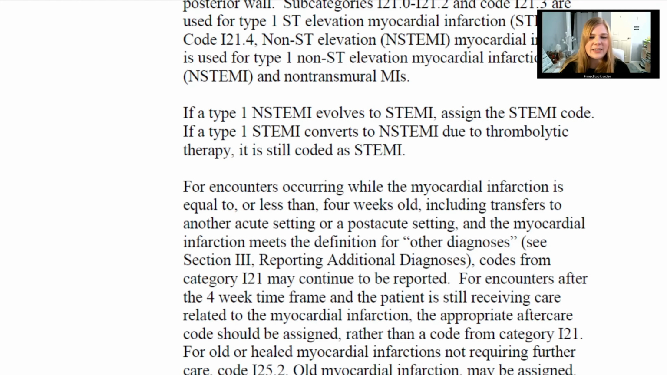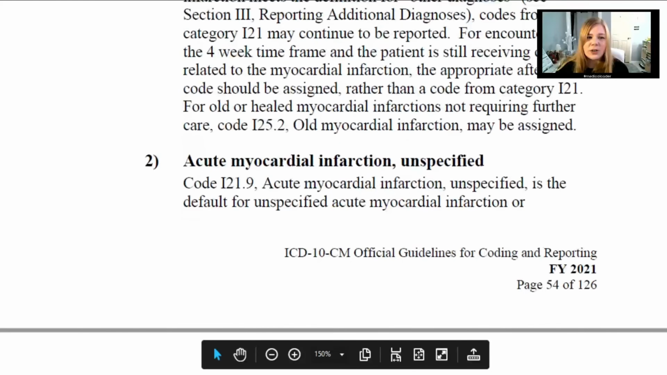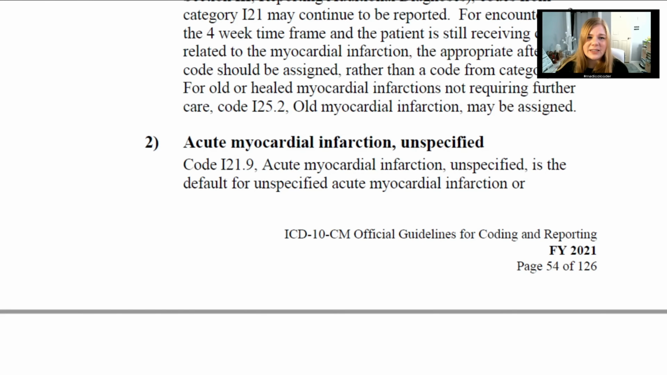If a type 1 NSTEMI evolves to a STEMI, assign the STEMI code. If a type 1 STEMI converts to an NSTEMI due to thrombolytic therapy, it is still coded as a STEMI. For encounters occurring while the myocardial infarction is equal to or less than 4 weeks old, including transfers to another acute setting or post-acute setting, and the myocardial infarction meets the definition for other diagnoses, codes from category I21 may continue to be reported.